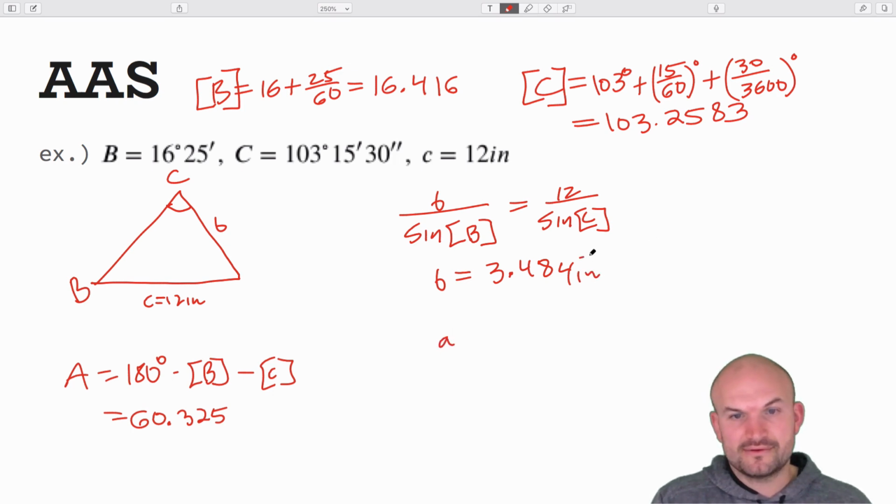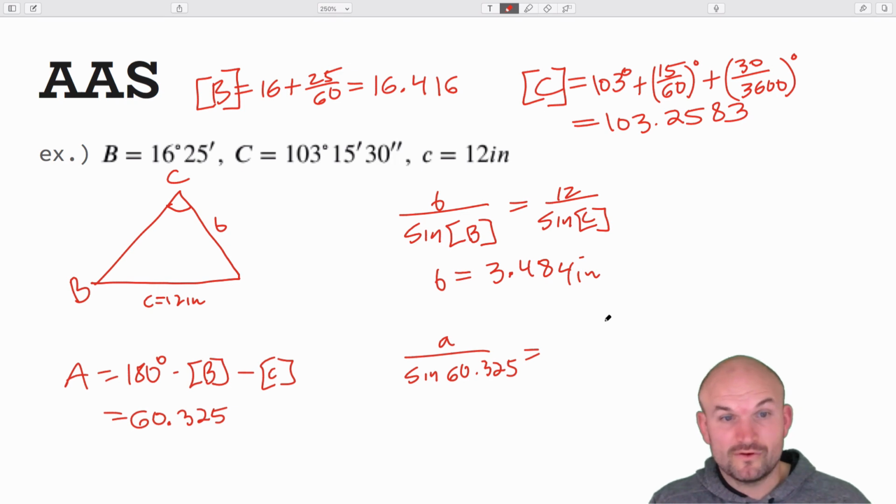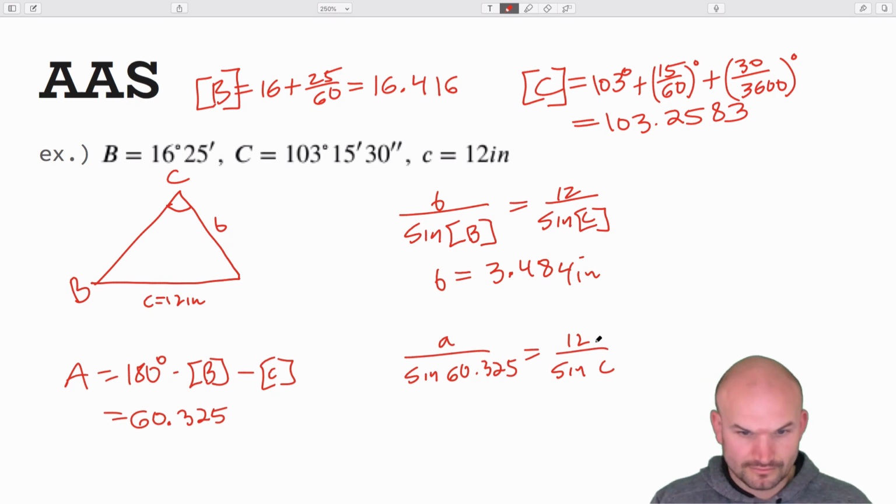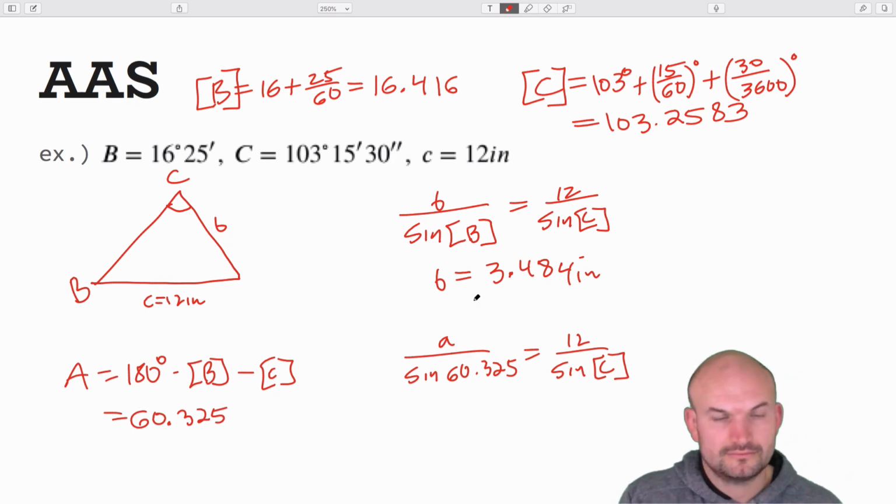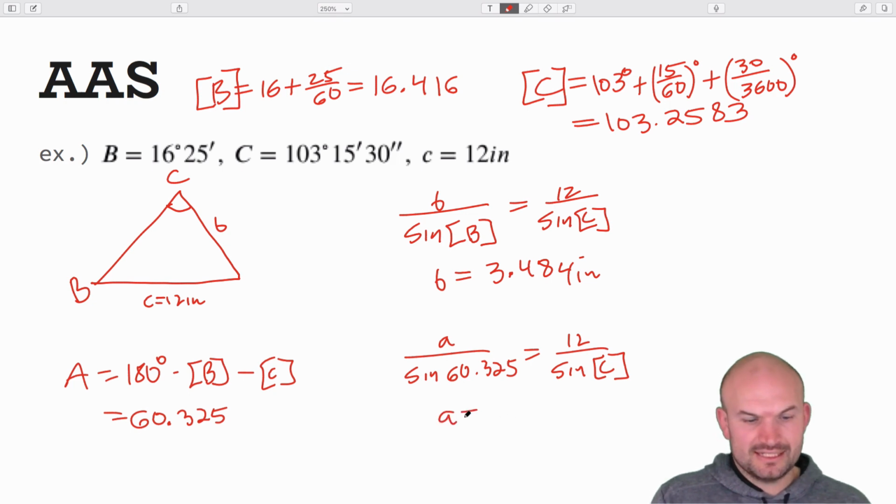Oh, and this is in inches, isn't it? So A over the sine of 60.325 is equal to, and let's again use 12 over sine of C. So 12 over the sine of C. So in this case, I'll just do 12 times the sine of 60.325 divided by, that's a stored C, the sine of alpha C. And I get 10.71. All right, so A is going to equal 10.712 inches.